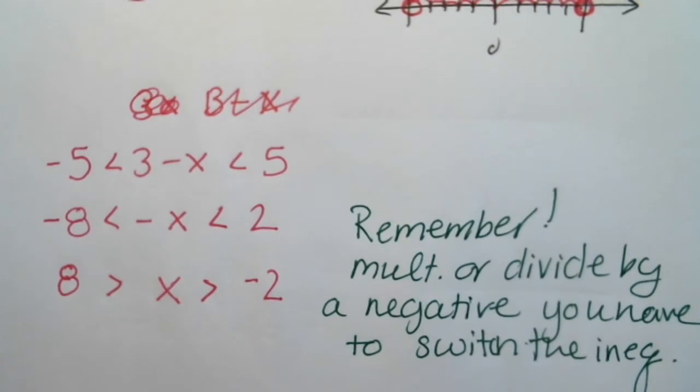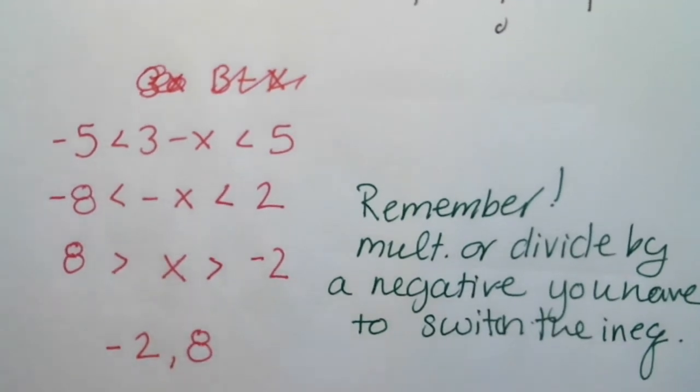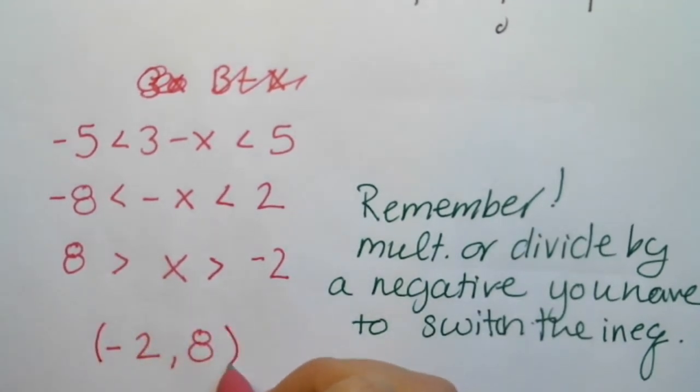Remember, when you go to write your interval, the smaller number has to be on the left and the bigger number has to be on the right. And because we have greater than and not greater than or equal to, we're going to use parentheses.